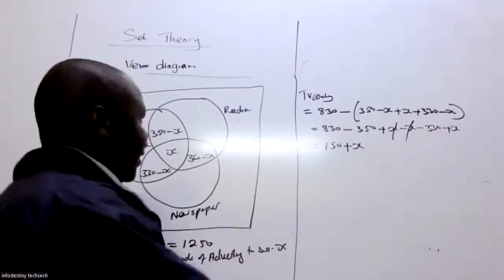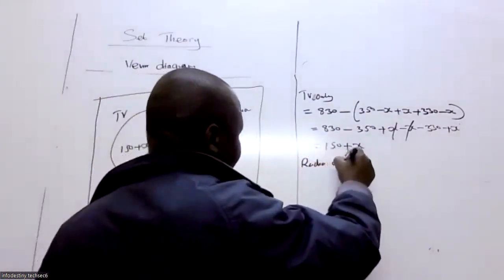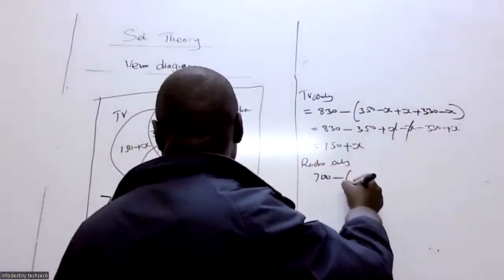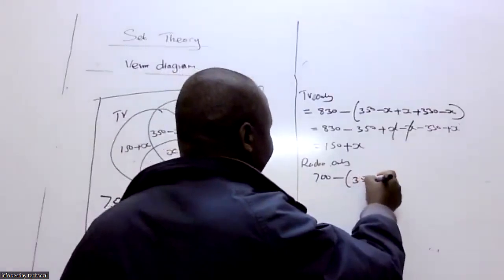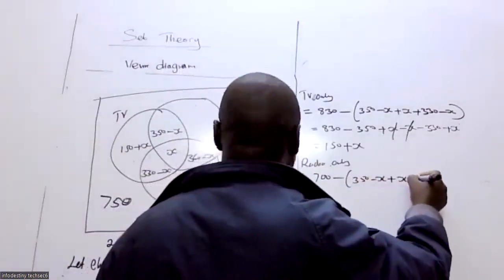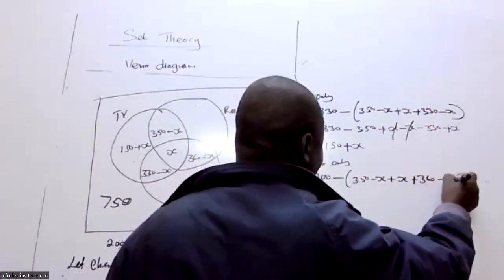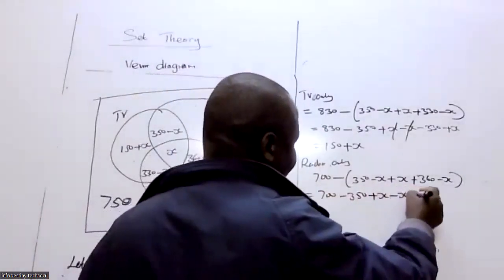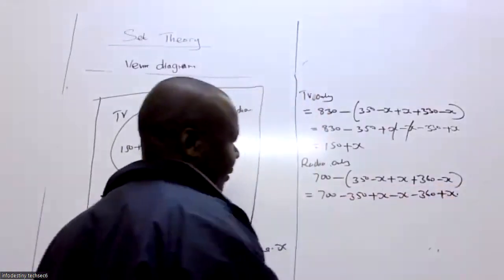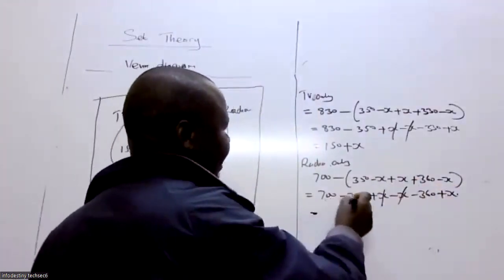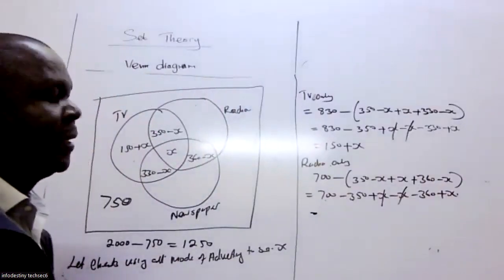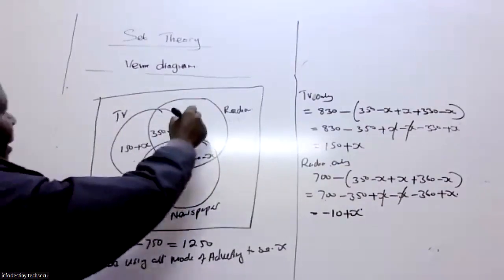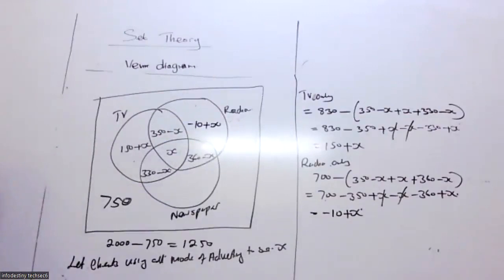Now let's go to radio only. Radio only has 700. So we take 700 minus, in brackets, 350 minus X plus X plus 330 minus X. We open the bracket: 700 minus 350 plus X minus X minus 330 plus X. So this one and this one will cancel. That's going to be 700 minus 350 minus 330, which is 20 plus X. Are you okay together?